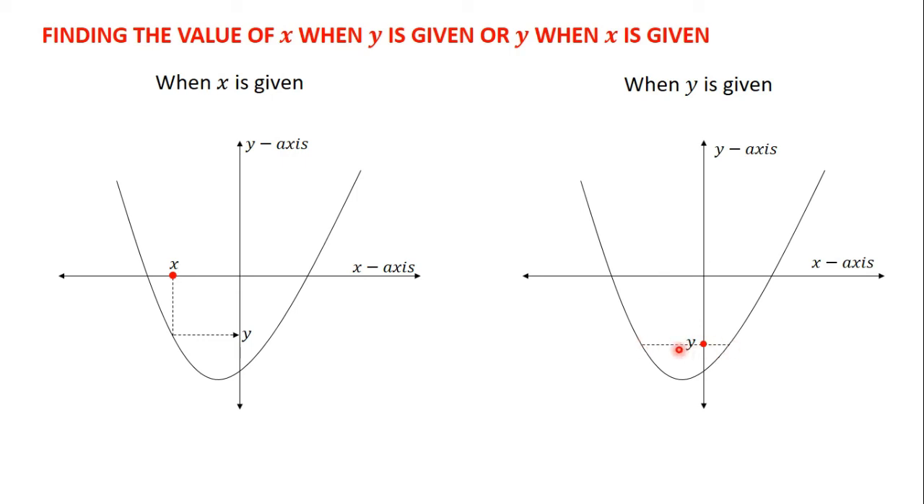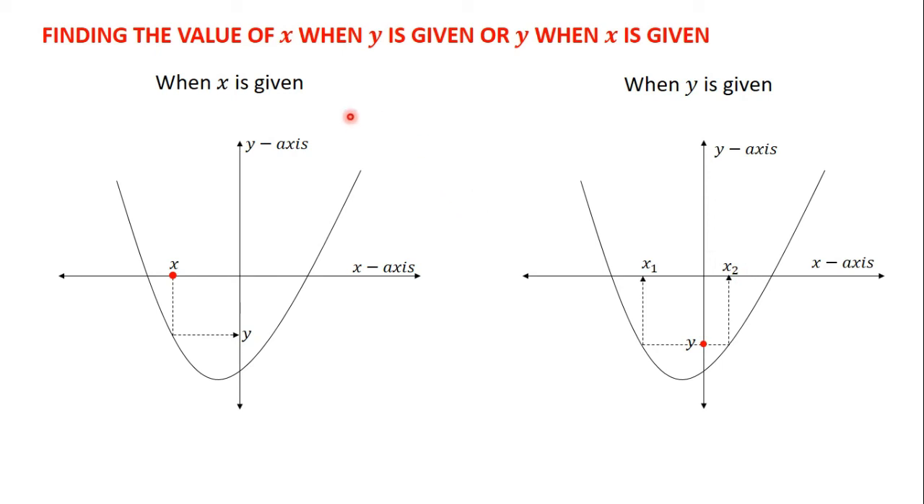To get the value of x, what you do is that you draw a vertical line from the first point to meet the x-axis. Then you draw another vertical line from the second point to meet the x-axis. To get the values of x, you read the first x value here, then you read the second x value here. So from this graph, the values of x will be x1 and x2.